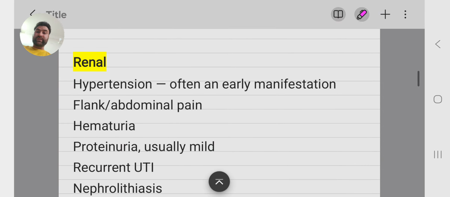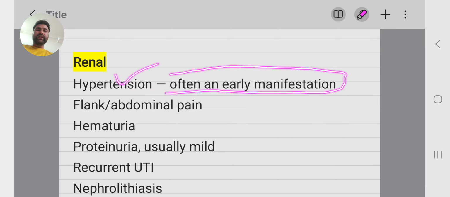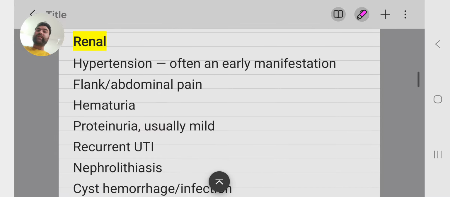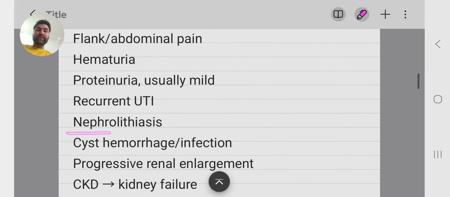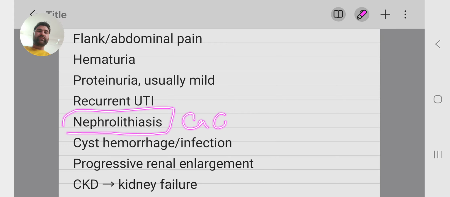So what are the renal manifestations of this disorder? Patient develops hypertension. As I have told you, it is due to cyst-induced ischemia leading to RAAS activation. Then flank and abdominal pain, hematuria. It may be due to infections or due to cyst rupture. Then these patients may have mild proteinuria, subnephrotic range proteinuria. These patients develop recurrent urinary tract infections because of cyst infections and even nephrolithiasis. Calcium oxalate stones are present in the kidneys.